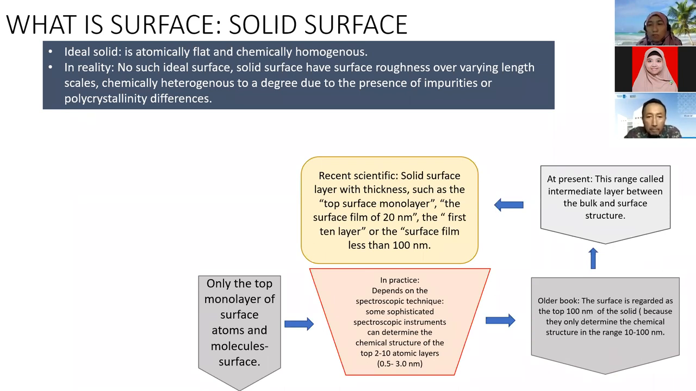We did not call it surface. So at present, the range is called an intermediate layer between the bulk and surface structure. I will show you molecularly how the bulk and surface structures look. Recent scientific solid surface layers have thicknesses such as the top surface monolayer, the surface film of 20 nanometers, the first 10 layers, or a surface film of less than 100 nanometers. So it's arguable. If you read throughout the research papers, it is based on the technology of the instrument able to measure the topmost layer, the smaller layers at the surface, the high technology of the instruments.